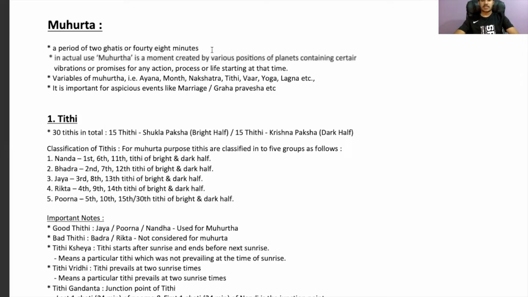Tithi Gandanta is the junction point of tithis: the last one gati of 24 minutes of Purna and the first one gati of 24 minutes of Nanda is the junction point. That's how the tithi is calculated generally.